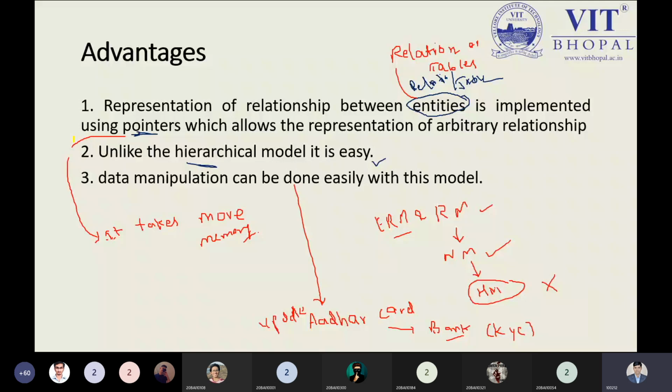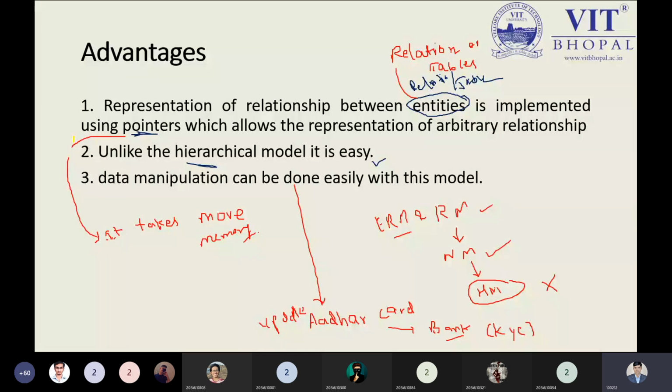Whenever you are updating something, I'm speaking about a real application, in the Aadhaar card, suppose you change the address or update the contact details, what happens? You go to visit the bank and say you need to withdraw money, and you need to fill the KYC form again. Just because you have updated some details in the Aadhaar card.